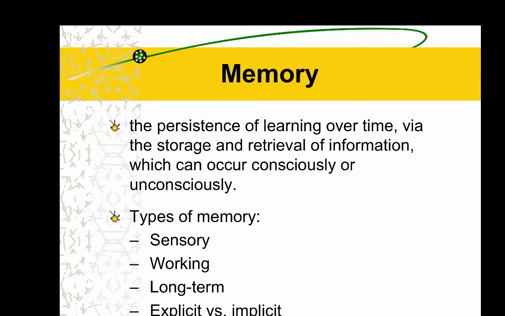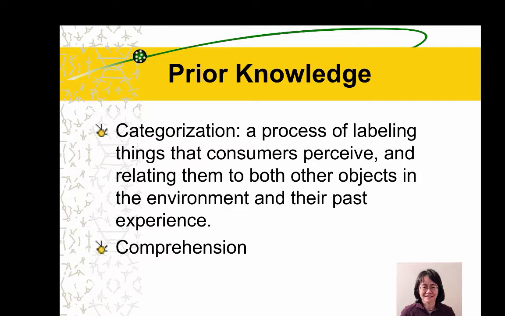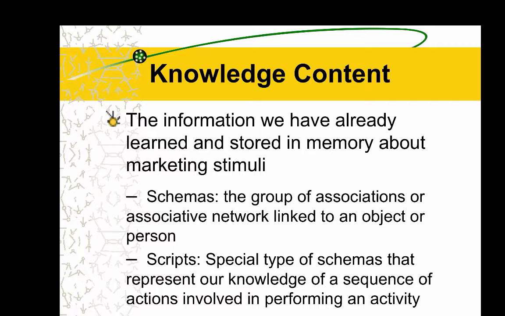Memory is discussed as both sensory and working, as well as both short-term and long-term. Memory is explicit or implicit. The role of memory is key to understand along with consumer knowledge. Prior knowledge is essential for two levels of consumer understanding: categorization and comprehension. Categorization is the process of labeling things that consumers perceive and relating them to both other objects in the environment and their past experience. Items that are categorized, such as brands, are linked with other items in schemas and scripts.